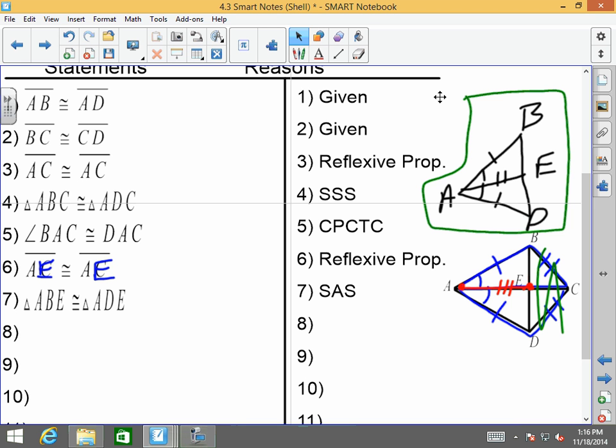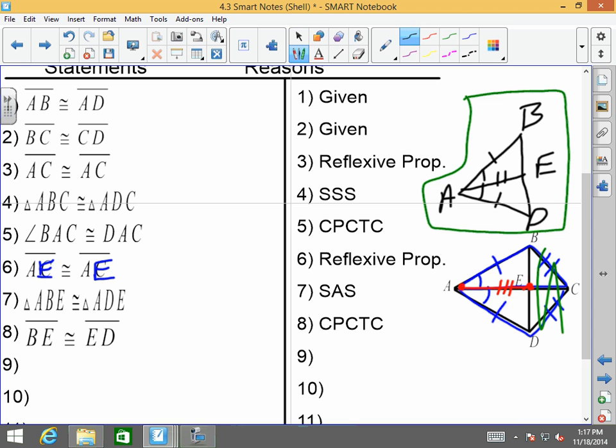Go for it. Yes. Now you can prove BE is congruent to ED because of CPCTC. All right, come on. Keep doing it. You're on fire. So now we prove that this guy is congruent to this guy, okay? Now what?